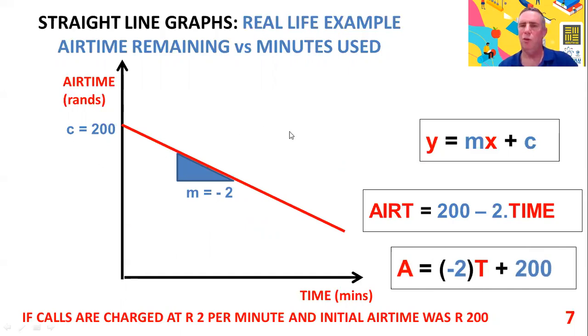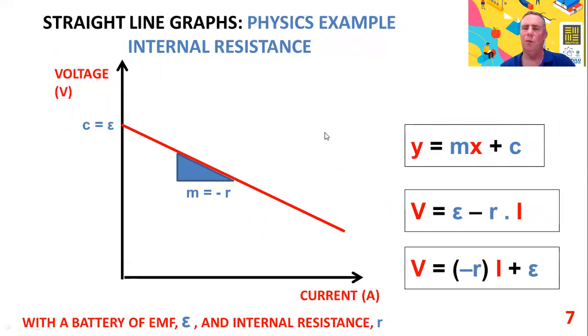Now, once again, I'm sure you could understand this graph very easily, but I want to tell you this is really no different to the physics example of internal resistance. You have the equation V equals minus r, where small r is internal resistance, times current, plus EMF. Our variables are voltage being dependent on current, which is independent. The c value, the y-intercept, is simply the EMF of the battery, and the gradient is minus r, where r is the internal resistance of the battery.